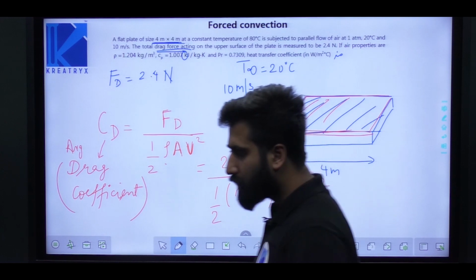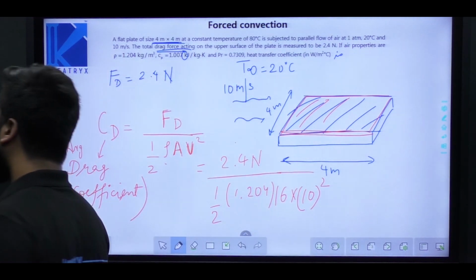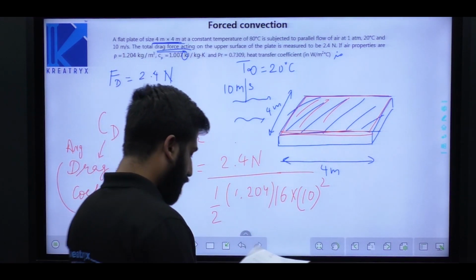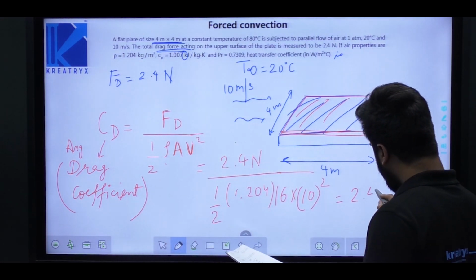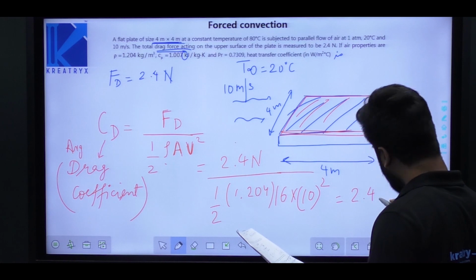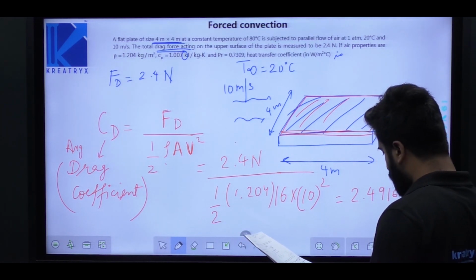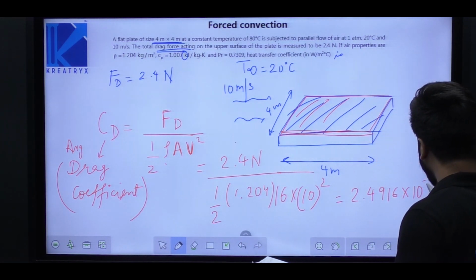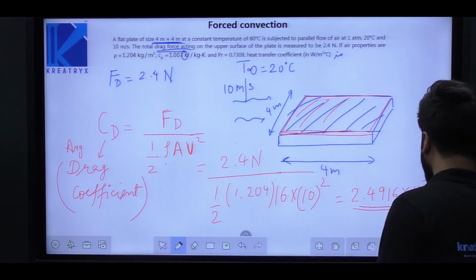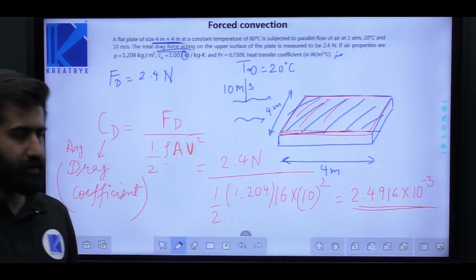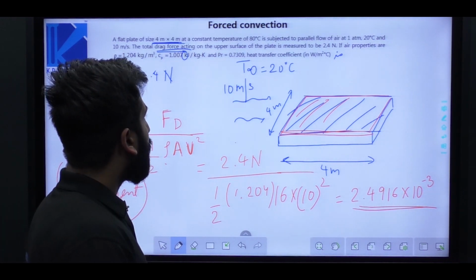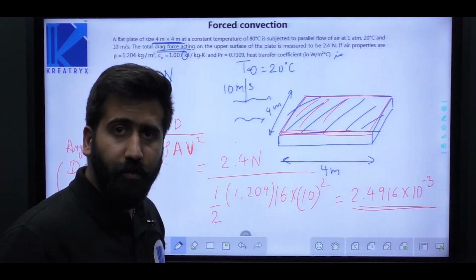When you solve this, you will get CD, the average drag coefficient, and its value will be 2.4916 into 10 to the power minus 3. Now, why have I found this average drag coefficient? Because I actually have to find the heat transfer coefficient.